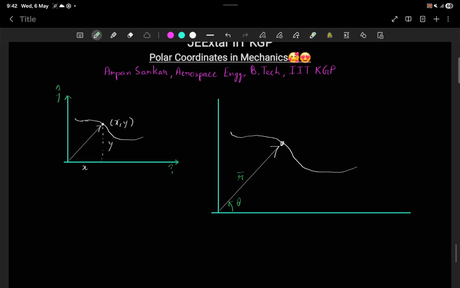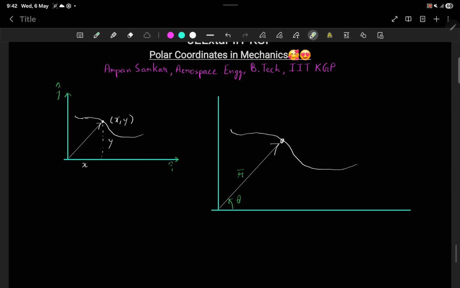So let us start. We have a particle, and it is moving along this curve. This is some angle theta, and this is its initial position. This is the xy coordinate system, and this is the j cap.